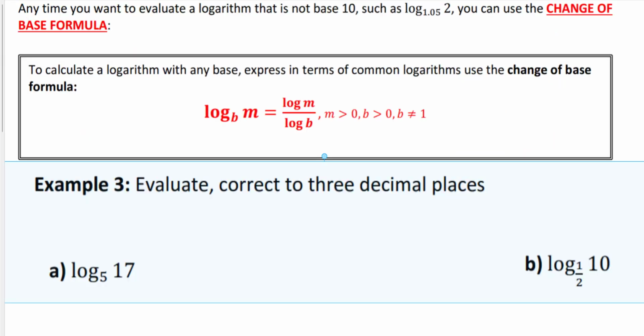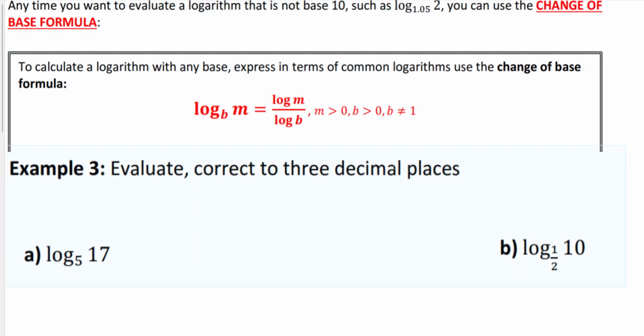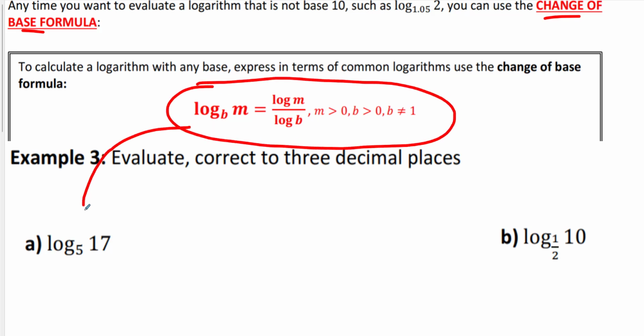Alright, so in the previous examples, the numbers given were very nice and even and they worked out. But now in this example, we're going to give you numbers that don't work out so nicely. So you have to use the change of base formula, which is this right here. See if you can try to apply it to this. If you can't do it, I'll help you.